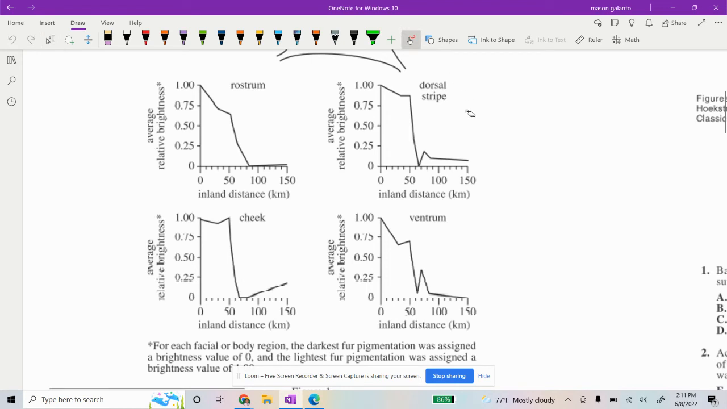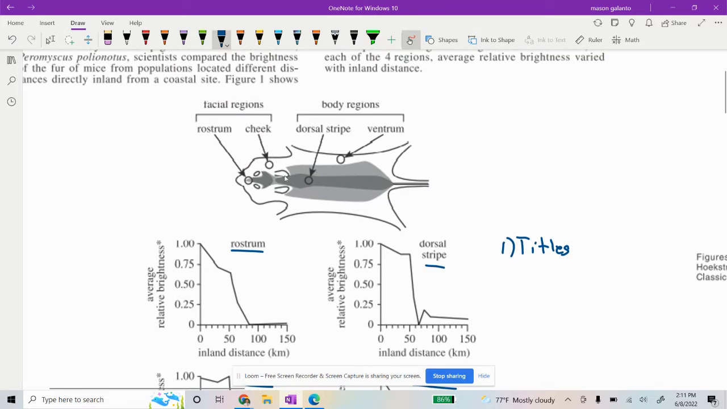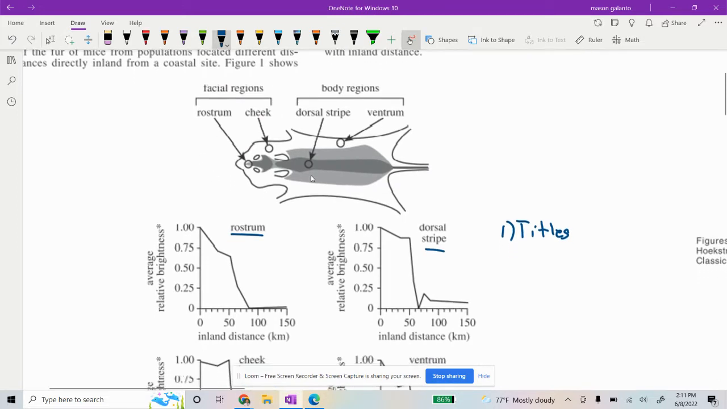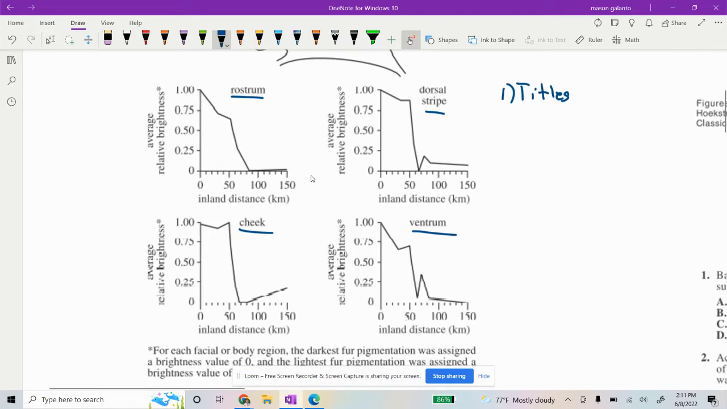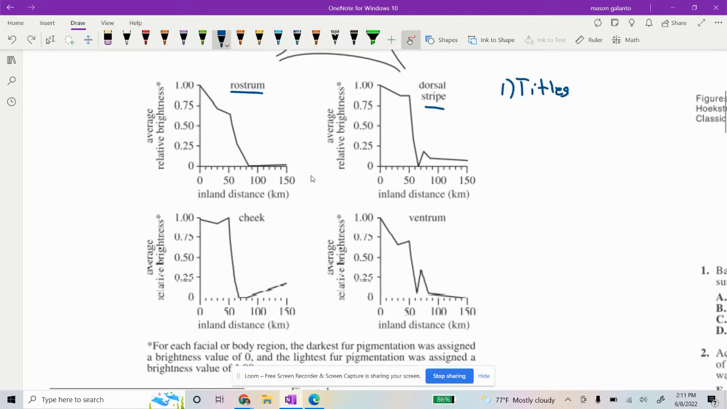And when I look at a chart or a graph, I start to analyze it right away. The first thing I look at is one, titles. What am I looking at? And so this is the rostrum, dorsal stripe, cheek, and ventrum. I know what those are because it's related to the wording up here. I don't necessarily need to know exactly where that is. I just need to know that it's there and it connects them.